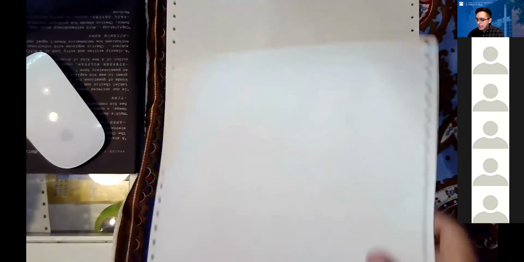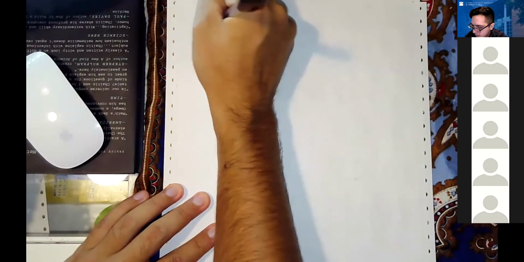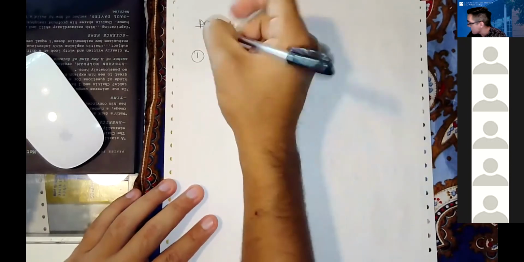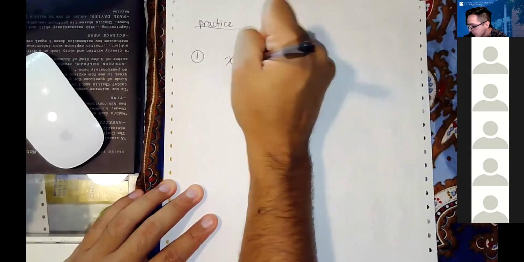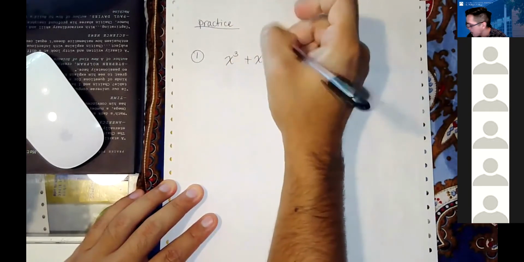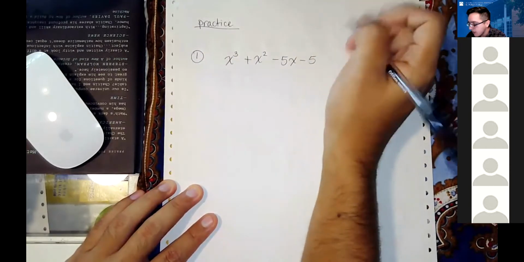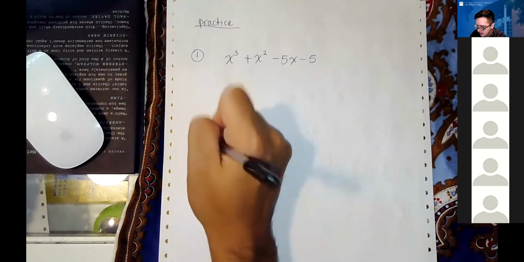So let me give you guys some practice problems, and we won't utilize the breakout rooms, but I'll give you guys a moment to solve these. So the first one I want you guys to attack is x cubed plus x squared minus 5x minus 5. Go ahead and factor that one. And let me grab another practice problem for you guys. Maybe something that's a little bit more challenging.